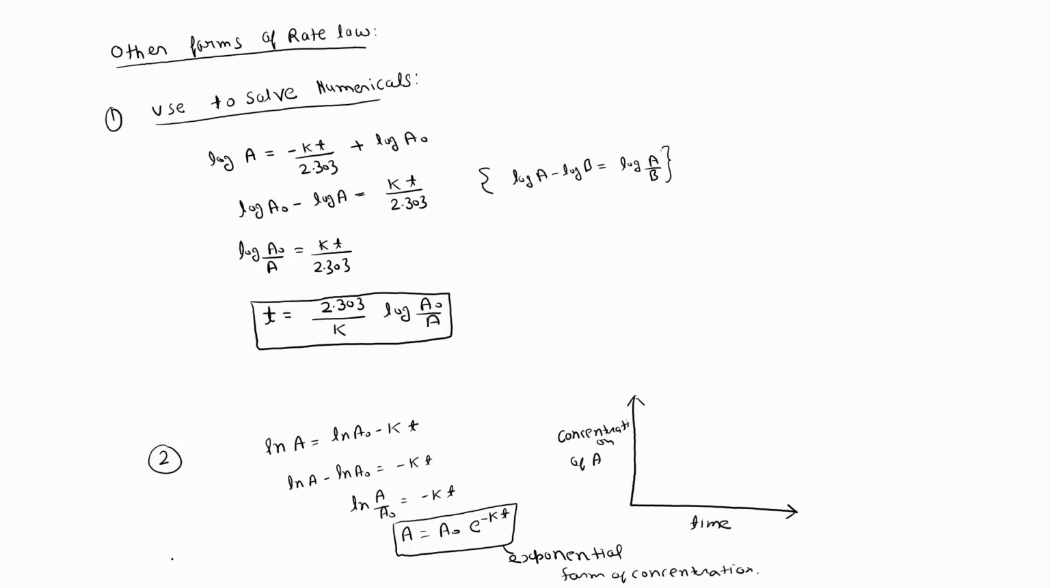At t is equal to 0, what is A? At t is equal to 0, e to the power minus 0, that is 1 upon e to the power 0, and e to the power 0 is 1, so A is equal to A naught, which is correct. And at t tends to infinity, e to the power minus infinity, 1 upon e to the power infinity, that is 1 upon infinity, that is 0. So A tends to 0.